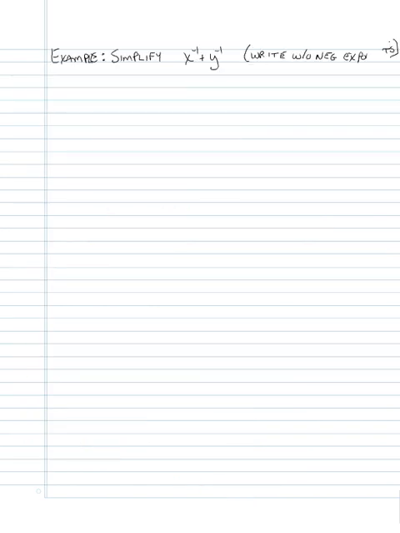Okay, here is the example. We're asked to simplify x to the negative 1 plus y to the negative 1. And in this case, what we mean is write it without negative exponents. And, you know, the idea that we create fractions with these exponents that are negative is at play here. But this is not 1 over x plus y.